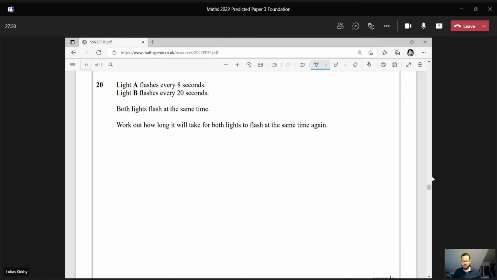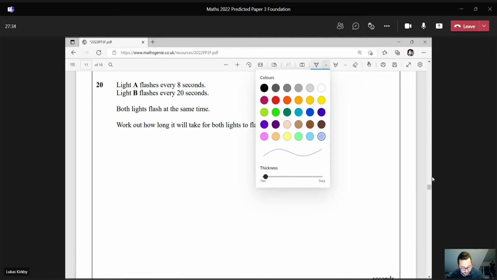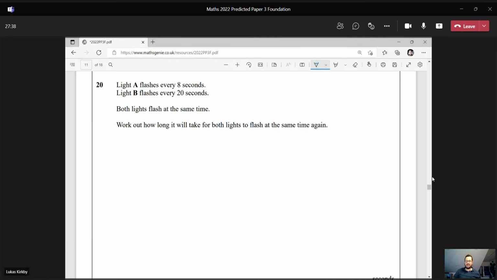Question 20. Light A flashes every 8 seconds and light B flashes every 20 seconds. Then it says both lights flash at the same time. Work out how long it will take for both lights to flash at the same time again. Okay. Well, we just need to figure out their least common multiple, basically. When are they going to be the same? Looking at it, you might be able to tell that 8 and 20 are both factors of 40, but if not, just write your times table out.